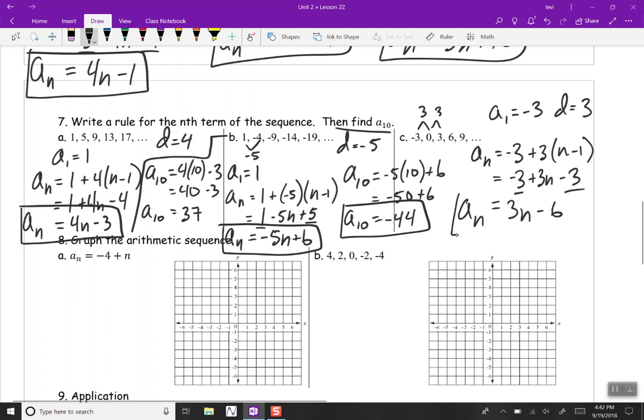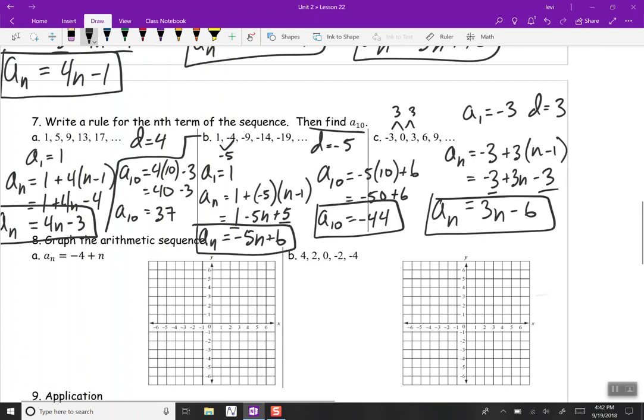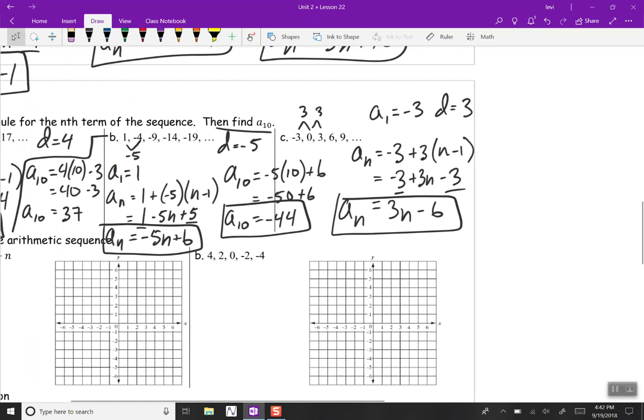So our rule is 3n minus 6, and then to find the 10th term, a sub 10 would be 3 times 10 minus 6, or 30 minus 6. So the 10th term is 24.